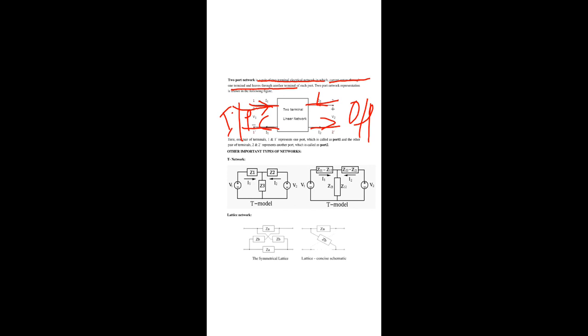Here one pair of terminals 1 and 1 dash represents one port, which is called port 1, and the other pair 2 and 2 dash represents port 2. Other important types of networks are the T network and the pi network. In the T network, the shape is like the alphabet T. Three impedances Z1, Z2 and Z3 are used.